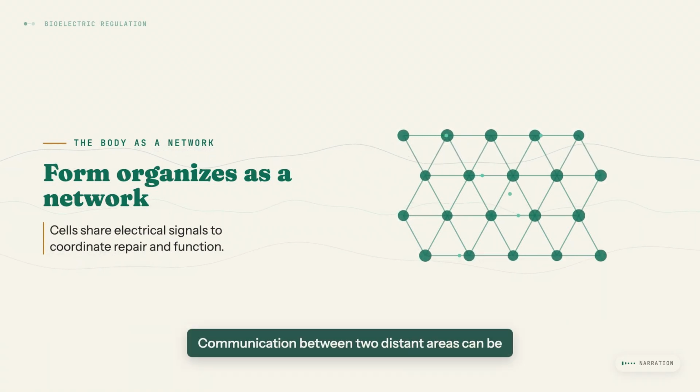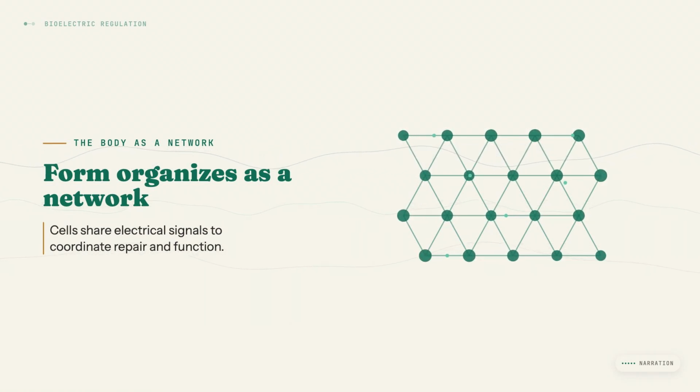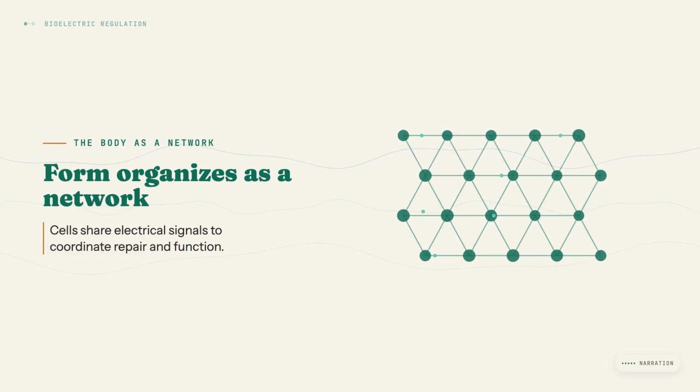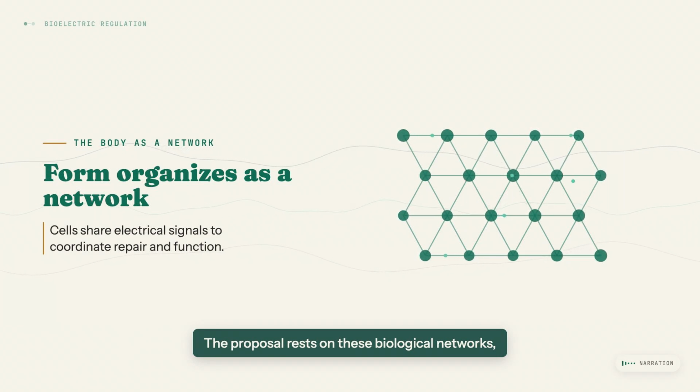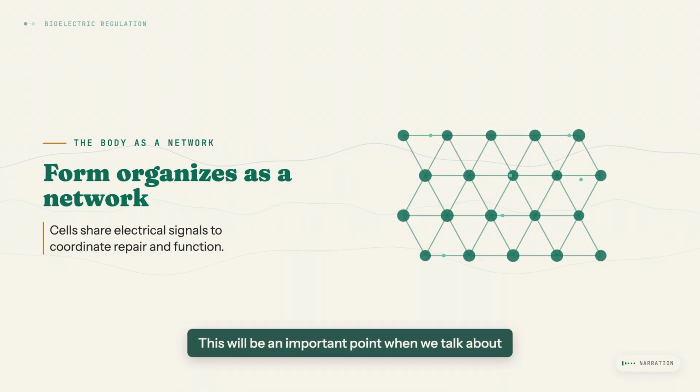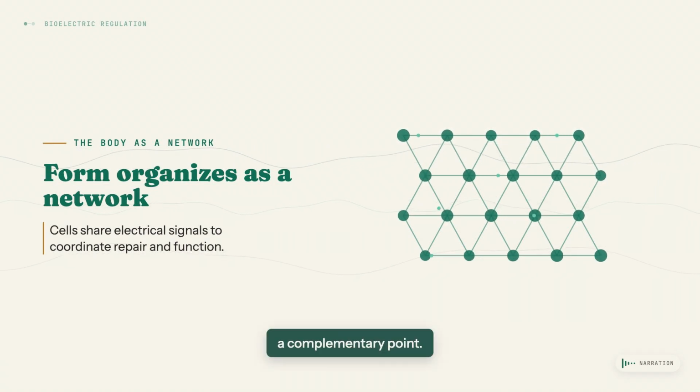Communication between two distant areas can be understood through the body's continuous pathways of coordination: nervous, fascial, vascular, immune, and bioelectric. The proposal rests on these biological networks, rather than attributing it to a direct magnetic interaction between the magnets. This will be an important point when we talk about the relationship between a traumatized area and a complementary point.